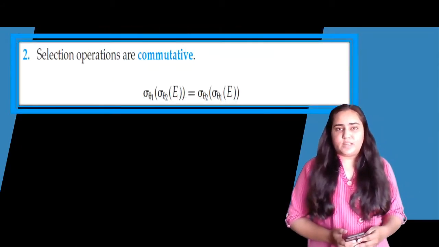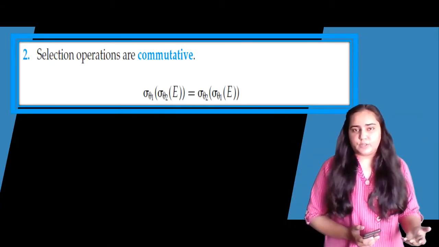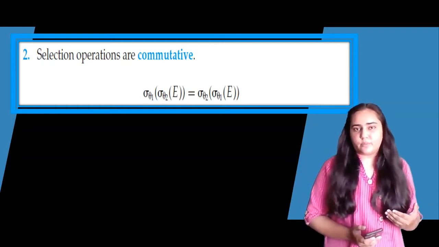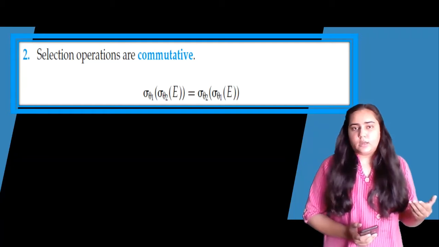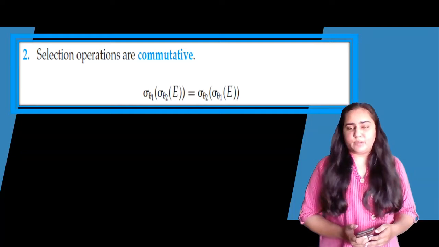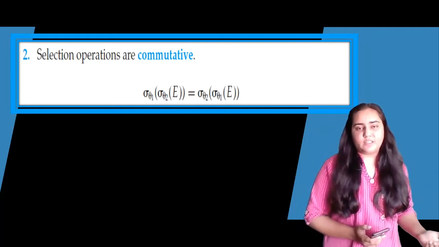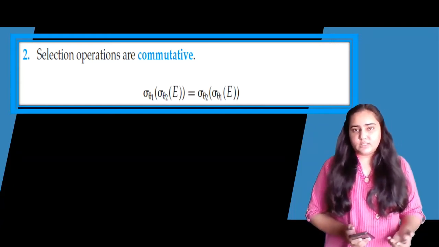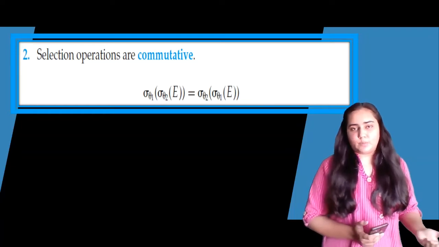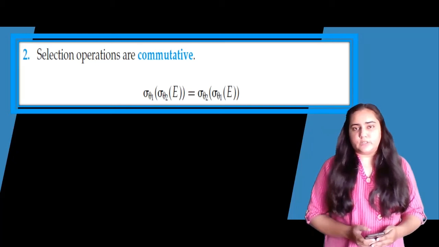Another type of rule says that selection operations are commutative. If I have a select operation that I'm performing on a table named E, on the left-hand side of equal to, first I'm applying theta 2 on E, and then I'm applying theta 1 on E. But on the right-hand side, I'm applying the theta 1 condition on E, and then I'm applying theta 2, and it doesn't matter because these select operations are commutative.